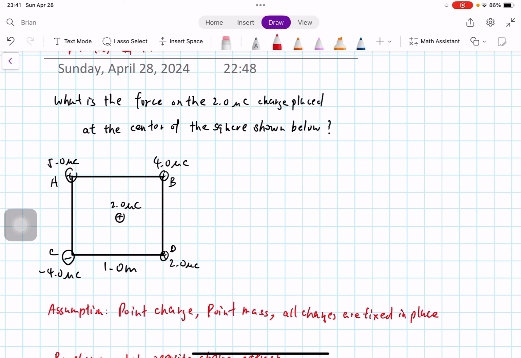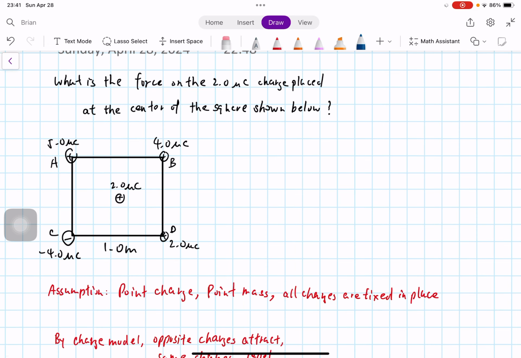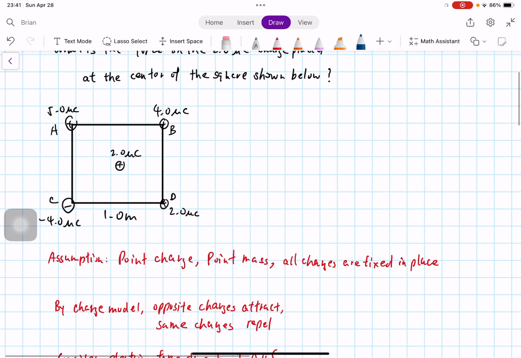So in order to determine the electric force, we first have to assume that all charges are point charges with point masses, and that all charges are fixed in place, so that we could use Coulomb's law when we're evaluating the electric forces. By the charge model, opposite charges attract and the same charges repel.